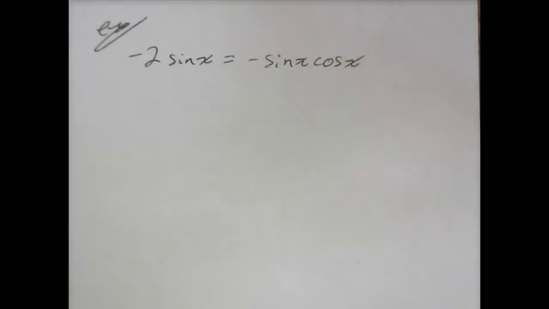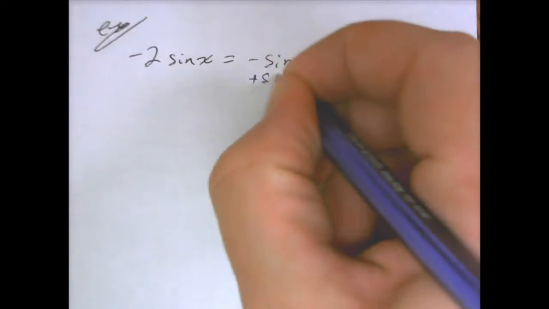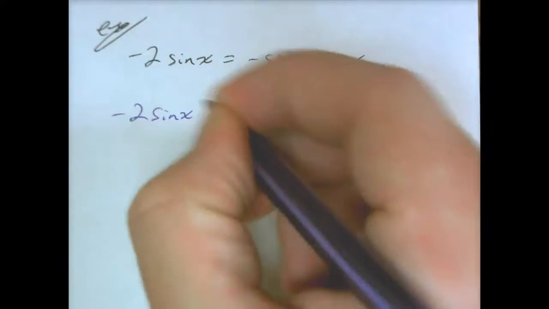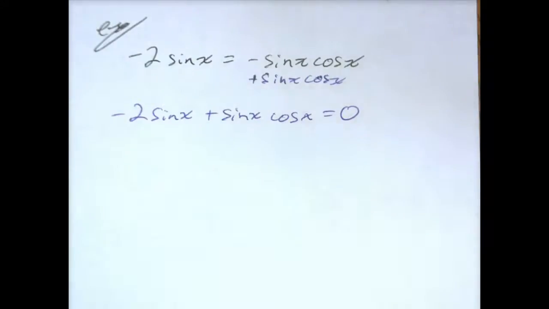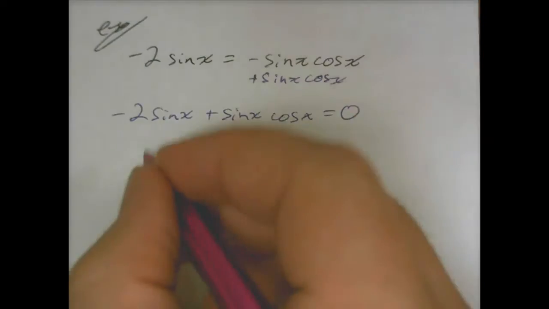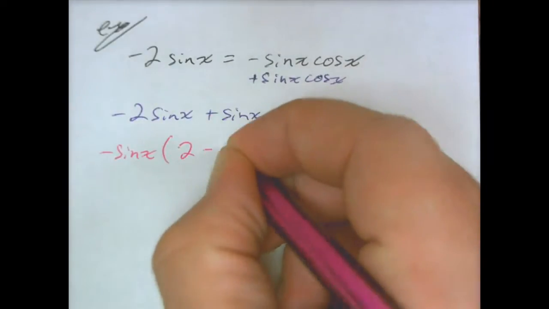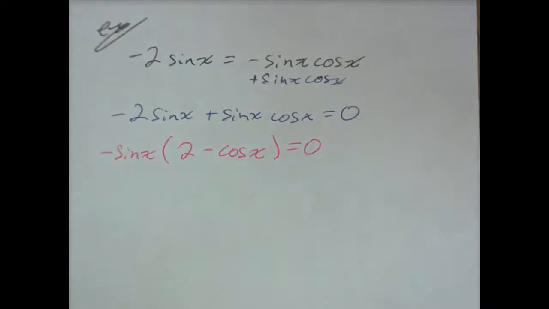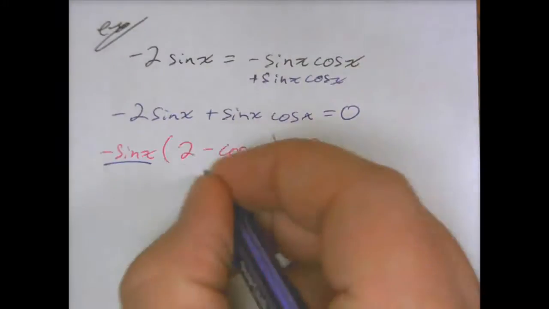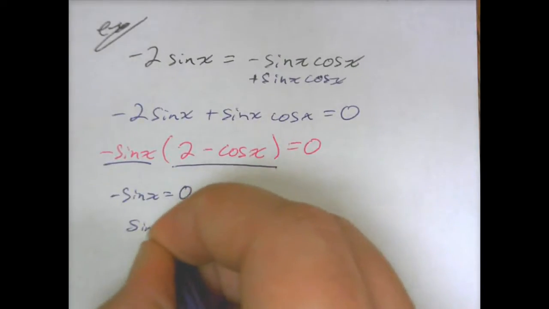Okay. So with this one, I notice I have a sine and I have a sine, so if I add this to the other side, sine x cosine x is a term all to itself. So then I have negative 2 sine x plus sine x cosine x equals 0. Well, hey-oh. If I factor out a negative sine x, this becomes 2 minus cosine x equals 0. I have something times something equals 0. So for this to be true, either that equals 0 or this equals 0. So I can say negative sine x equals 0, so sine x equals 0.